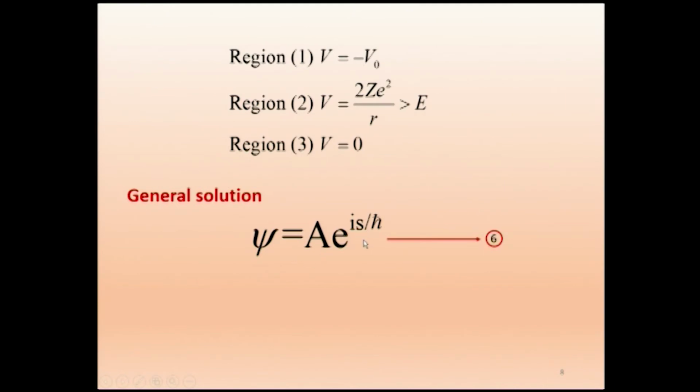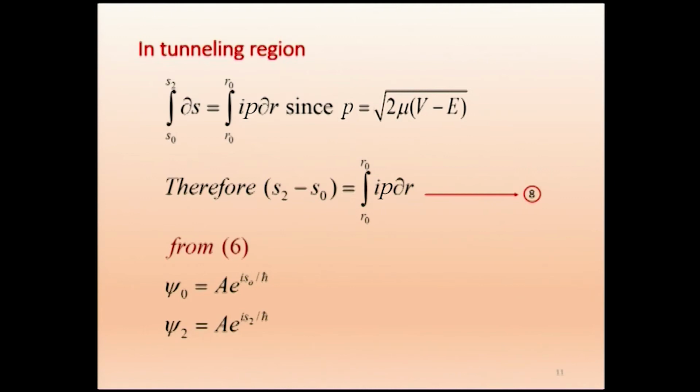So that is equation 6. Therefore from 6 I write psi 0 equal to A e power i S0 by h cross, and as far as psi 2 is concerned, A e power i S2 by h cross. Now we are going towards the required result. What we require next is the probability. Probability is nothing but psi 2 squared by psi 0 squared, so I have to take this squared by this squared. That's what we need to do.